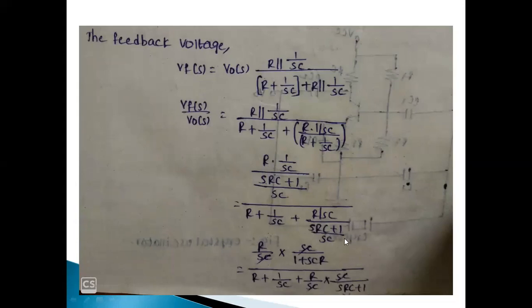So at the denominator we are taking some LCM. And if you simplify the equation, then we have R by SC into SC by 1 plus SCR, because this term shifts to the numerator, so SC will be cancelled. And finally, at the denominator, we have R plus 1 by SC plus R by SC into SC by 1 plus SCR.